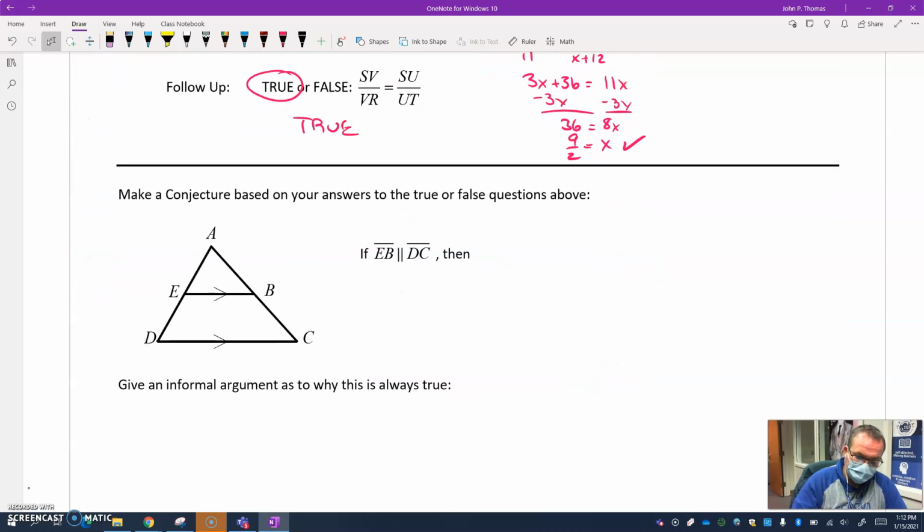It says make a conjecture based on your answers to the two true-false questions above. And it says if AB is parallel to DC, then what we saw is that we could take AB over AE and set that equal to BC over ED. So it's almost as though those parallel lines are cutting off proportional pieces.